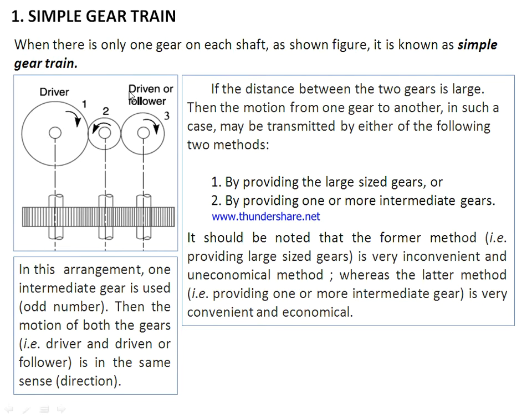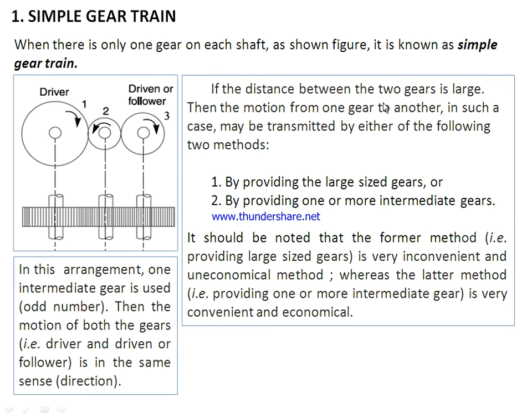Now here in this case the arrangement is slightly different, and an intermediate gear is used between the driver and the driven in the simple gear train. So this is used when there is only one gear on each shaft, and the power is to be transmitted over a large distance. In that case, an intermediate gear is used.